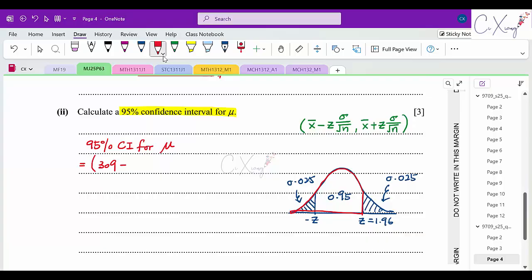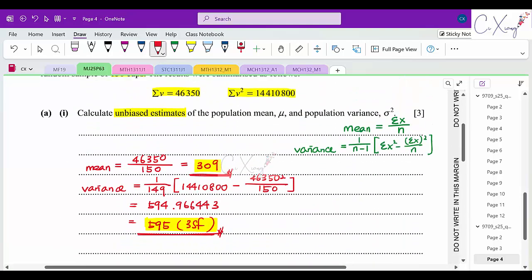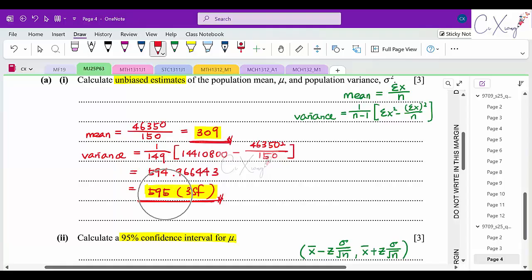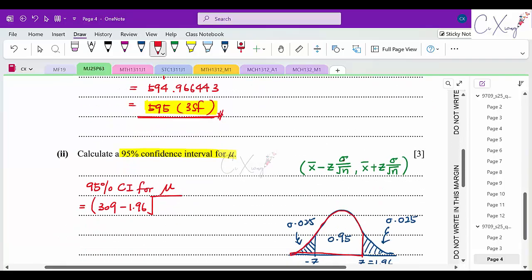Okay, so 309 minus 1.96 sigma. For sigma, I get the value from part 1 just now. I already have the population variance from part 1, which is this value. Substitute inside, but I want the sigma, therefore I have to put the variance under the square root. When I write it out, I write the short answer 595, but when I press the calculator, I press the long value, because the written one is already simplified. When you do any calculation for the next part, you have to use the original value back. So please take note of this.